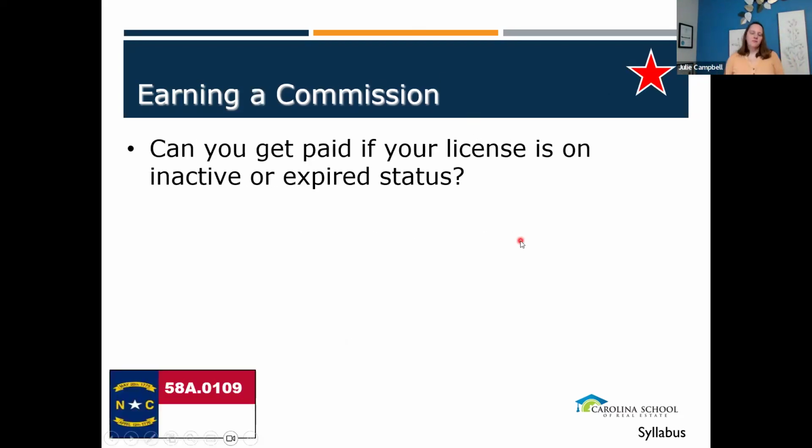So what do you think? This is kind of mean to do this late at night. Going off book for just a second. If your license is inactive or expired, remember we just said it's got to be current and active. So inactive is not active, expired is not current. If your license is inactive or expired, shake your head yes or no: can you get paid? That was kind of mean, wasn't it?